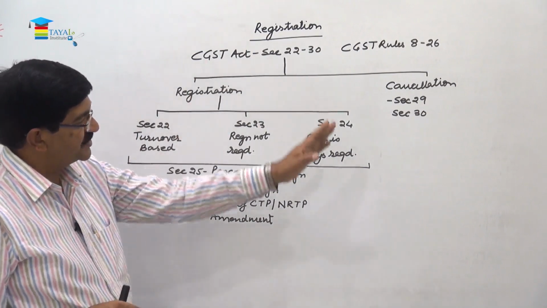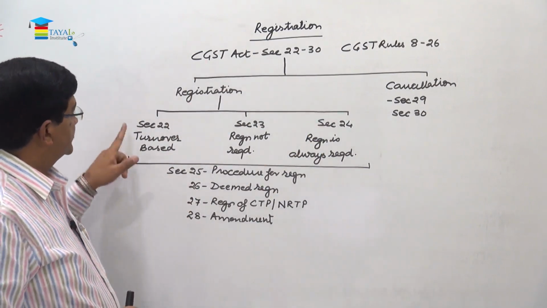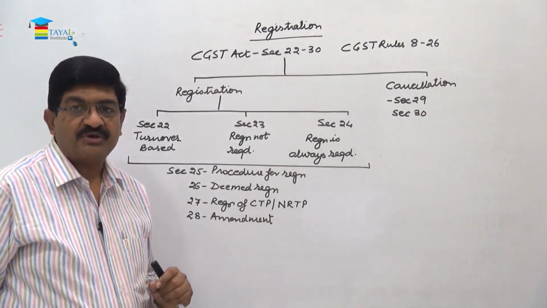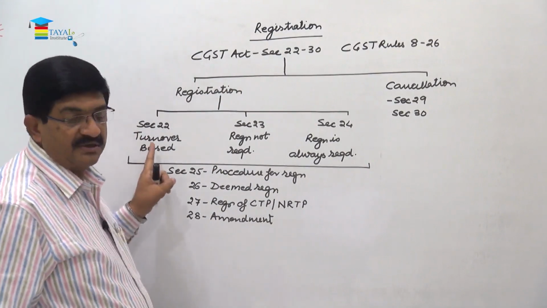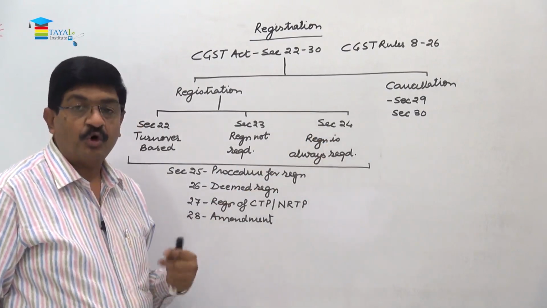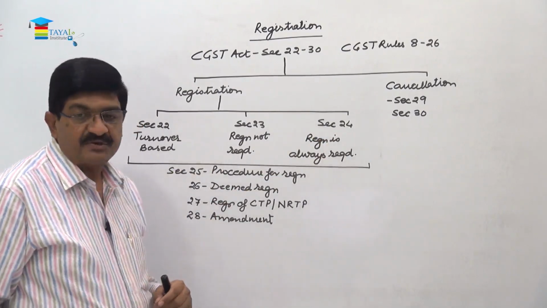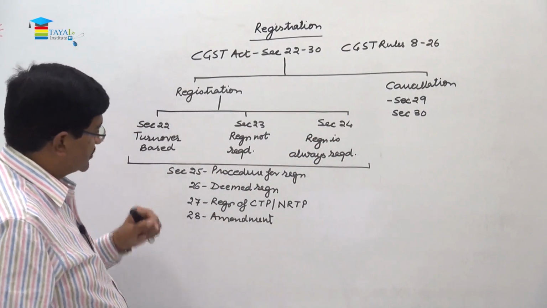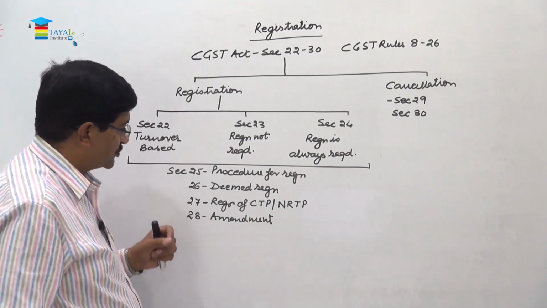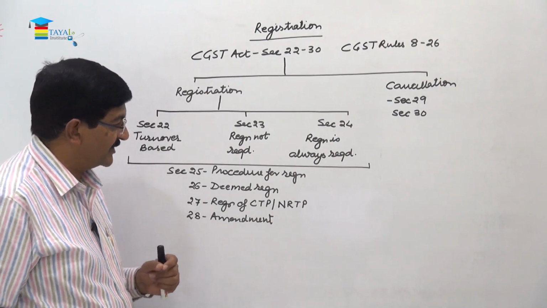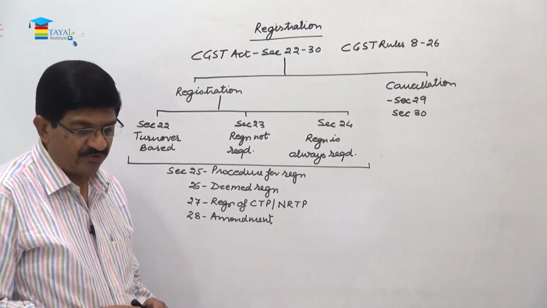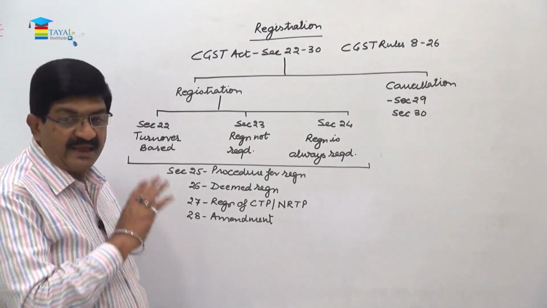So all the sections are covered in this chart. Section 22 to section 30, and that we divide in two parts, that is registration and cancellation. Registration is under section 22, which is turnover based registration, or rather section 24, where registration is always compulsory. Section 23 says where registration is not required. The procedure for registration under section 25. Then section 26 is deemed registration. Section 27 talks about registration of the casual taxable person as well as non-resident taxable person, and section 28 that refers to amendments. Right? Now this is as far as Act is concerned.